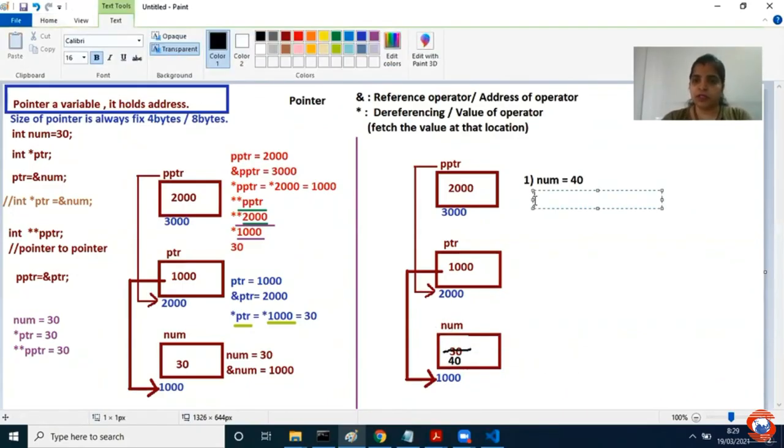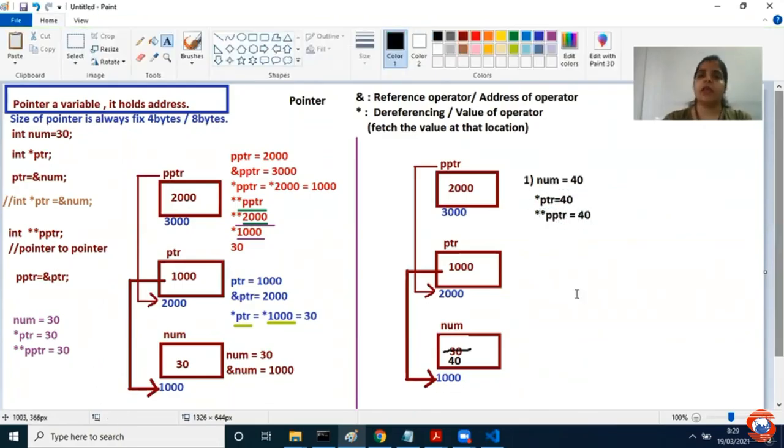Everyone? So after this, if I write *ptr, will you please tell me now what is *ptr? 40. What is *pptr? It will be 40. Have you understood the first scenario?